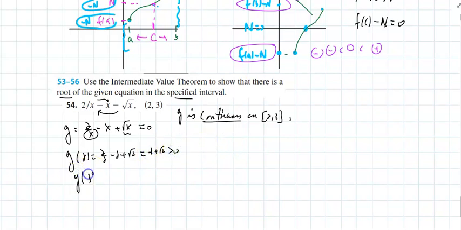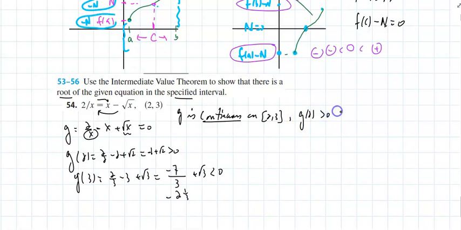And if I take g of 3, that is 2 over 3 minus 3 plus radical 3. That would be, this is negative 2/3. That will be all over 3 to negative 7/3 plus radical 3, right? And that would be negative. That's negative 2 and 1/3, and radical 3 is 1 point some. So I would say here, g of 2 is positive and g of 3 is negative.